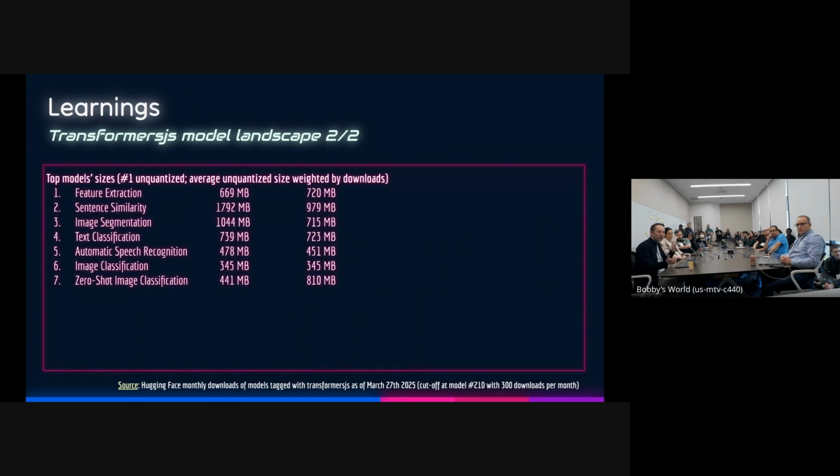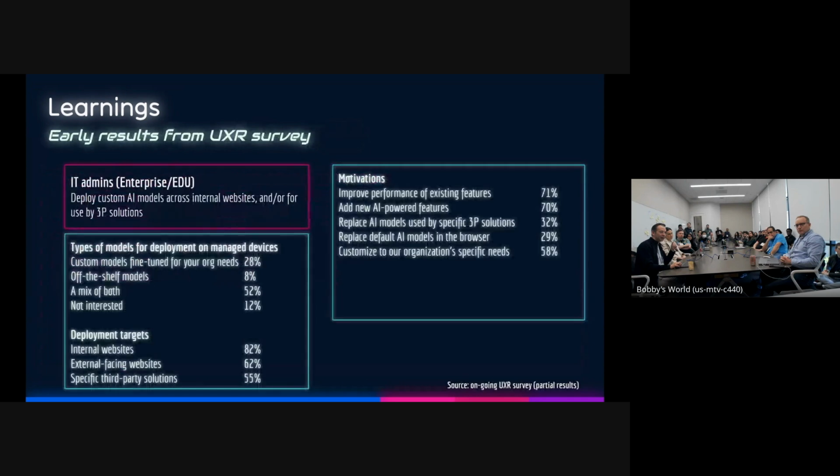Then what about the size of these models? Again, for each of the top use cases, I looked into the unquantized size of the number one model. And on the second row, you can see the unquantized size weighted by downloads. So in a sense, it's the typical size you would see if you were to observe a user doing feature extraction. One thing to note is that with quantization, you can bring that down by a couple of factors. So overall, I think it's manageable. It's not crazy high.